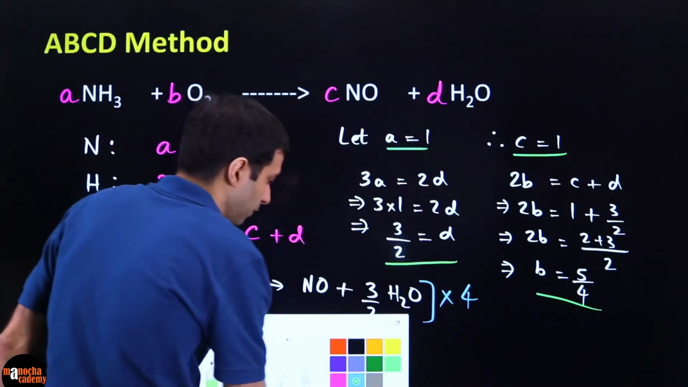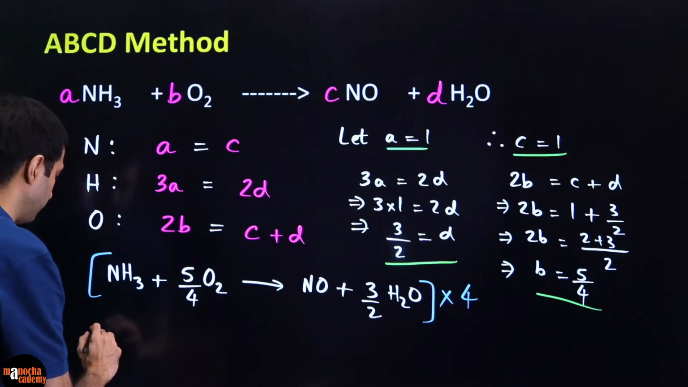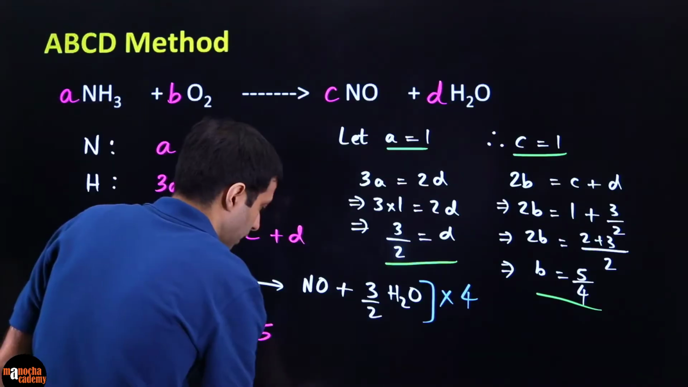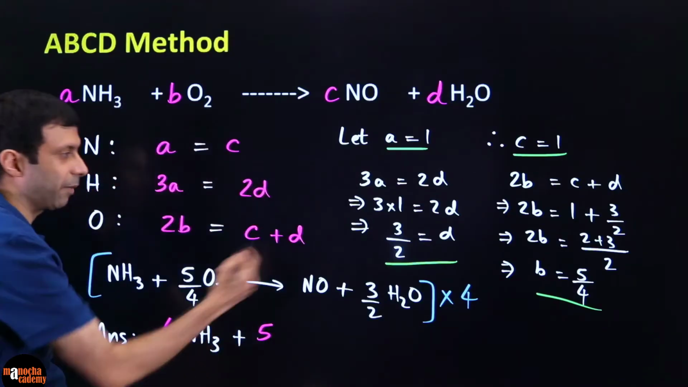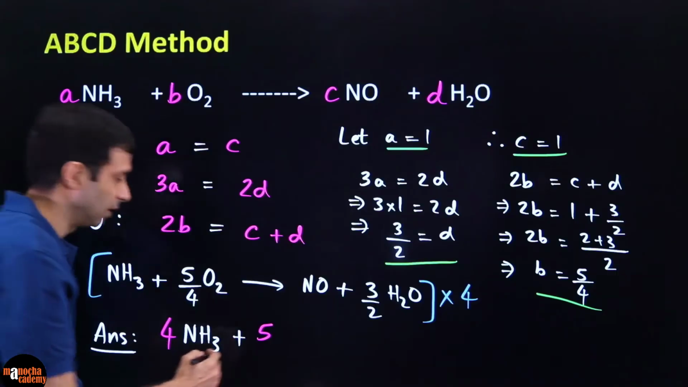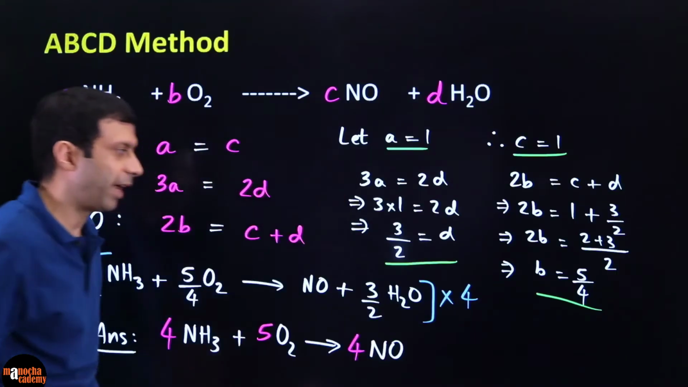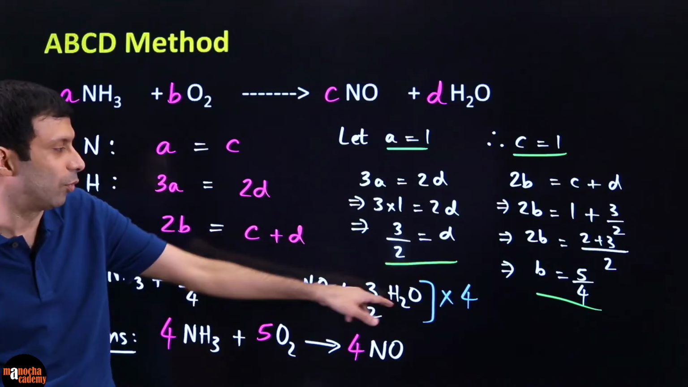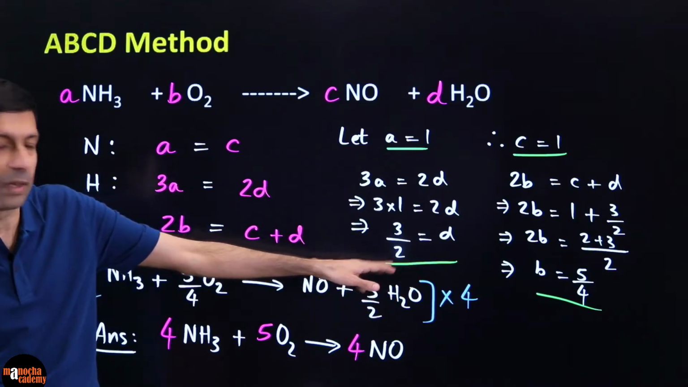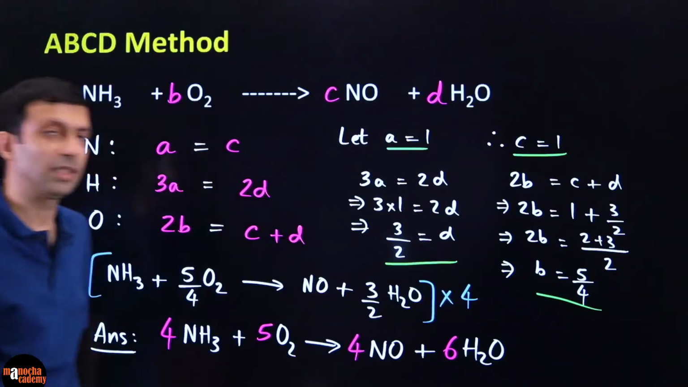So what is the final answer we are getting? We are finally getting 4 ammonia plus 5 oxygen, because the 5 by 4 times 4, the 4 will cancel. So plus 5 oxygen is going to give me 4 NO and 3 by 2 times 4. So 2 and 4 will give me 2, so 6. So this is our final answer.